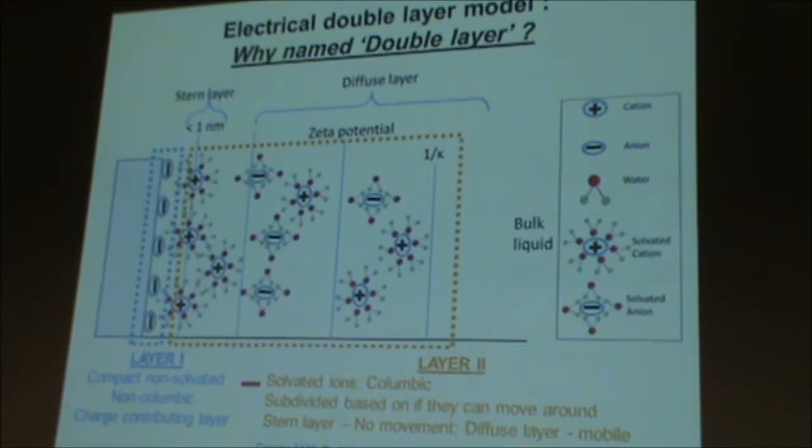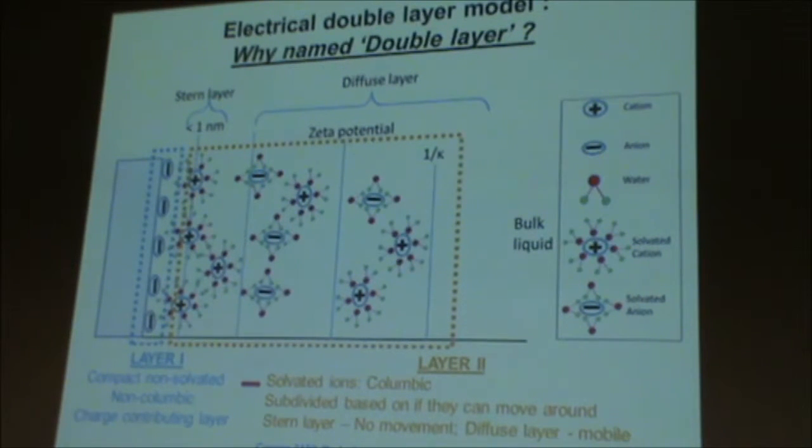Now we can draw an imaginary line in the counter ion layer. Let's say we call this whole thing the second layer, layer 2. That's the counter ion layer. You can have two types of ions. Now there is an imaginary blue line here.